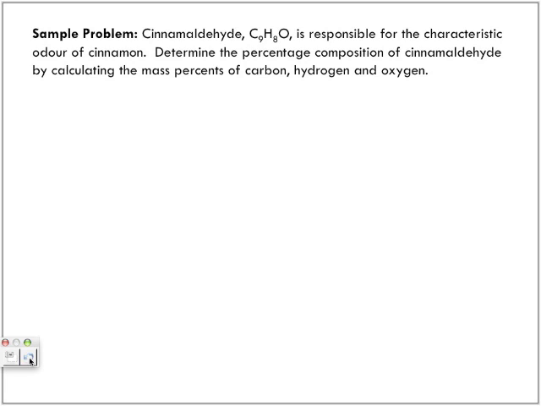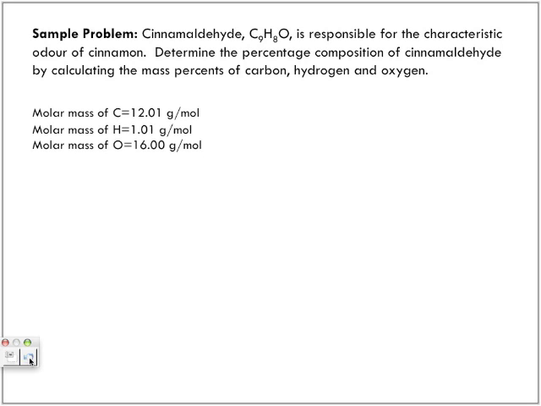So we have C9H8O, which is responsible for the characteristic odor of cinnamon. Determine the percentage composition of cinnamaldehyde by calculating the mass percents of carbon, hydrogen, and oxygen. First, we don't have any information here. So where do we always go in chemistry? The periodic table. We're going to get the molar mass of 1 mole, the mass of 1 mole of each one of these elements.